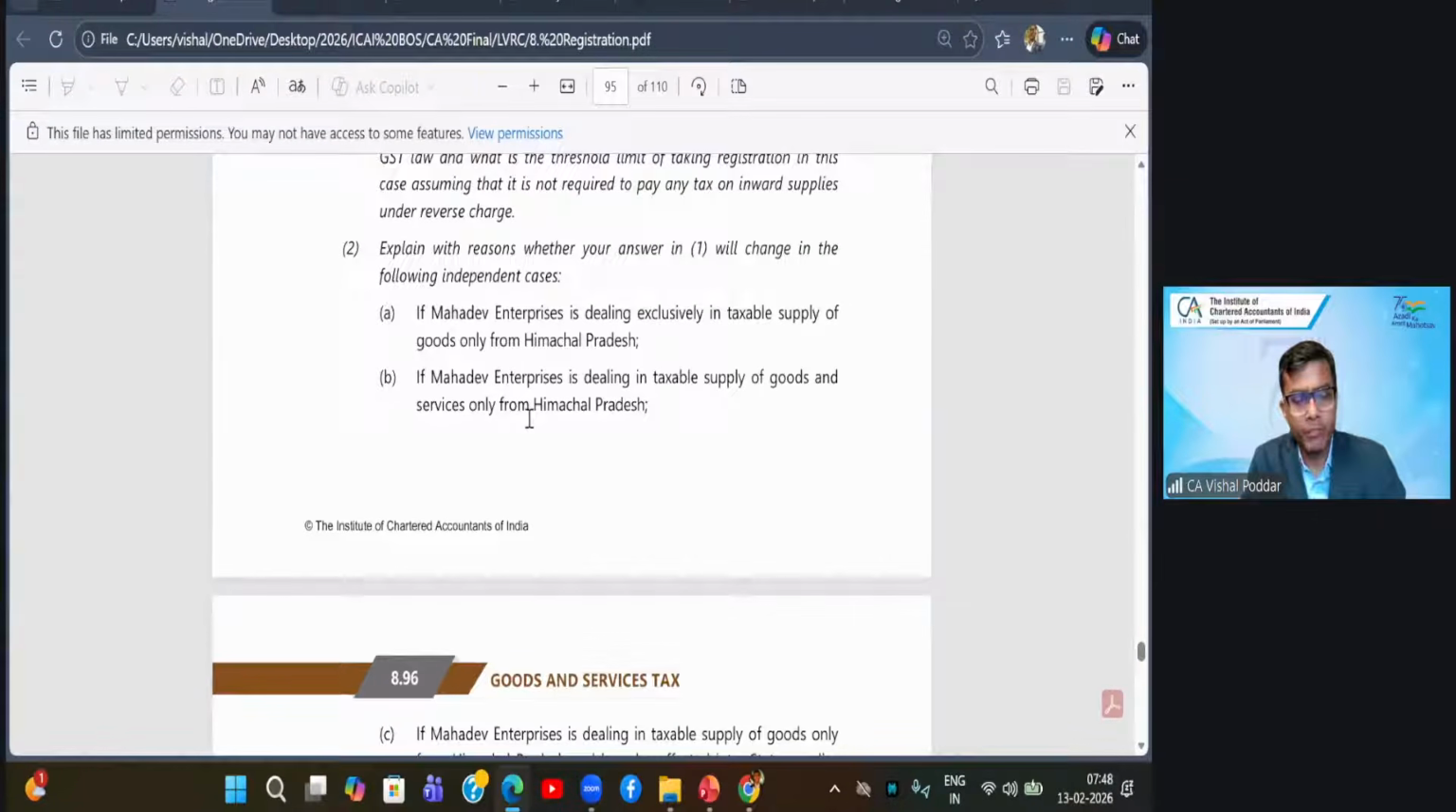Change in answer? 20 lakhs limit is there, no, sir? Correct. So now the only difference this information will create is that even for Himachal Pradesh, the limit will be 20 lakhs. And for Tripura, the limit is still 10 lakhs. So for Tripura, there is no change. It is still 10 lakhs.